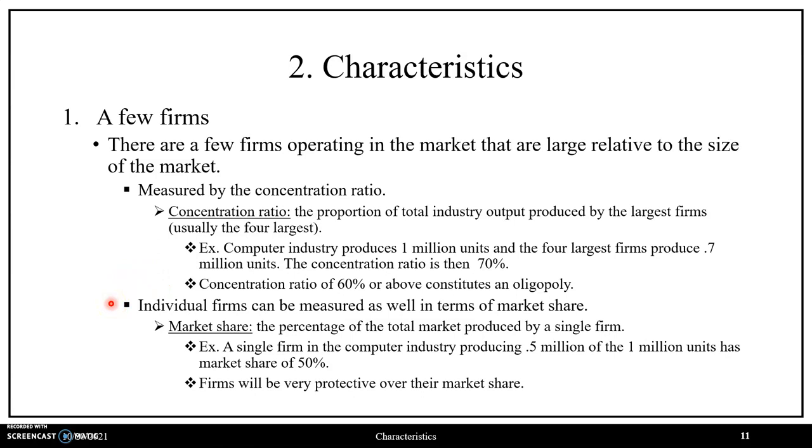If we do this for a group of firms, we can also do this for individual firms by considering their market share, which is the percentage of total market produced by a single firm. Continuing our example of the computer industry, if a single firm in the space is producing 500,000 units of the 1 million units being produced, the market share of this individual firm is 50%, given that 500,000 units by the single firm divided by 1 million units overall gives us 50%. We will expect, and we will see, that firms will be very protective over their market share.